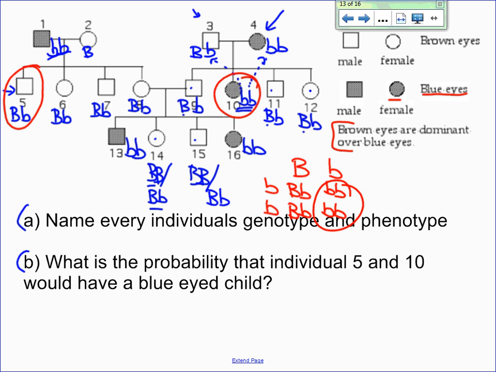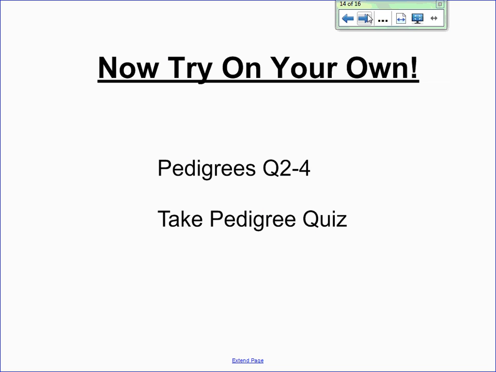If we do the Punnett square out, we find that they have a 50% chance of having a kid with blue eyes. At this point, if you feel comfortable with Punnett squares, you should move on to do the rest of the questions, questions 2 through 4, and then take the pedigree quiz. If you're not comfortable yet, you should go back and watch the video or ask Mr. Caputi if you have any questions. Good luck.